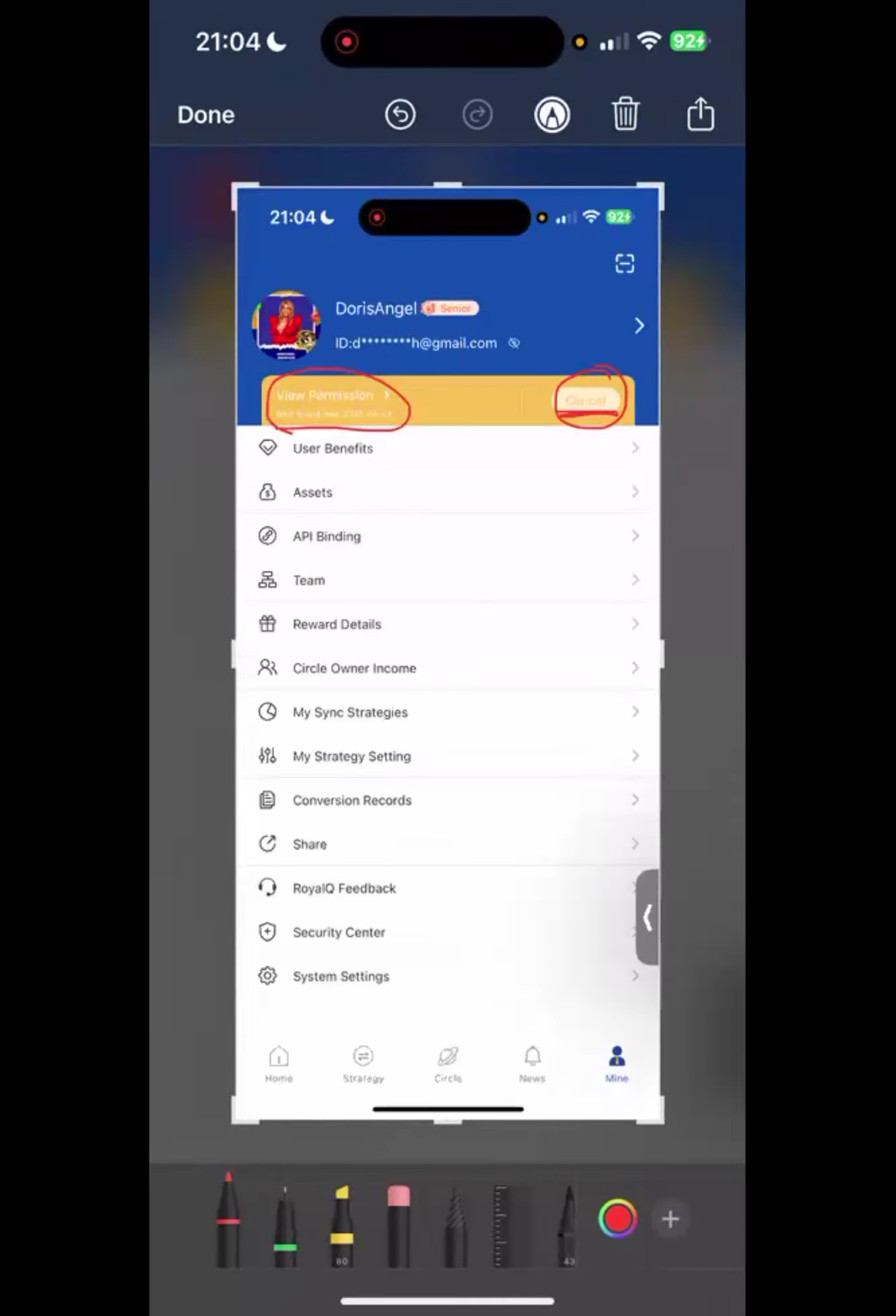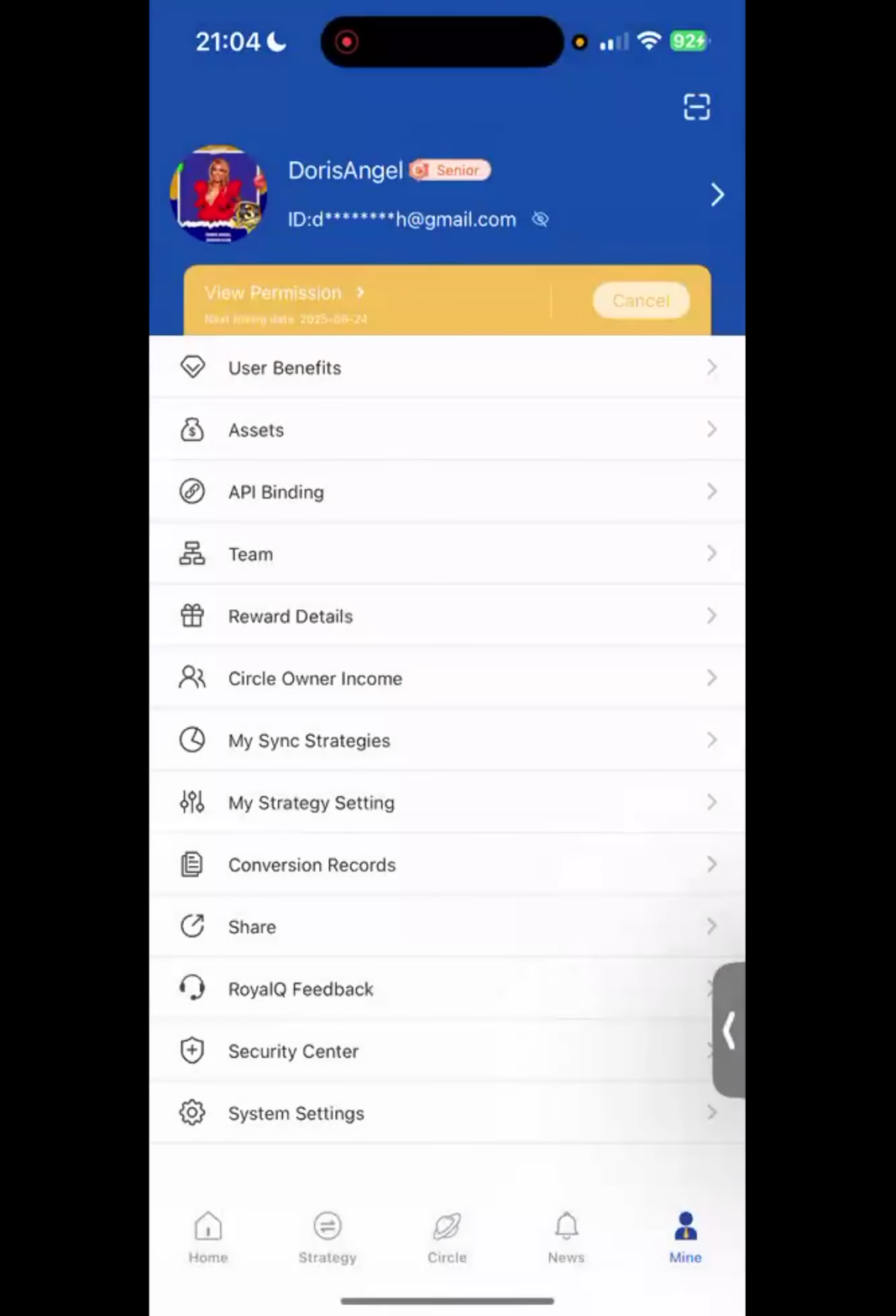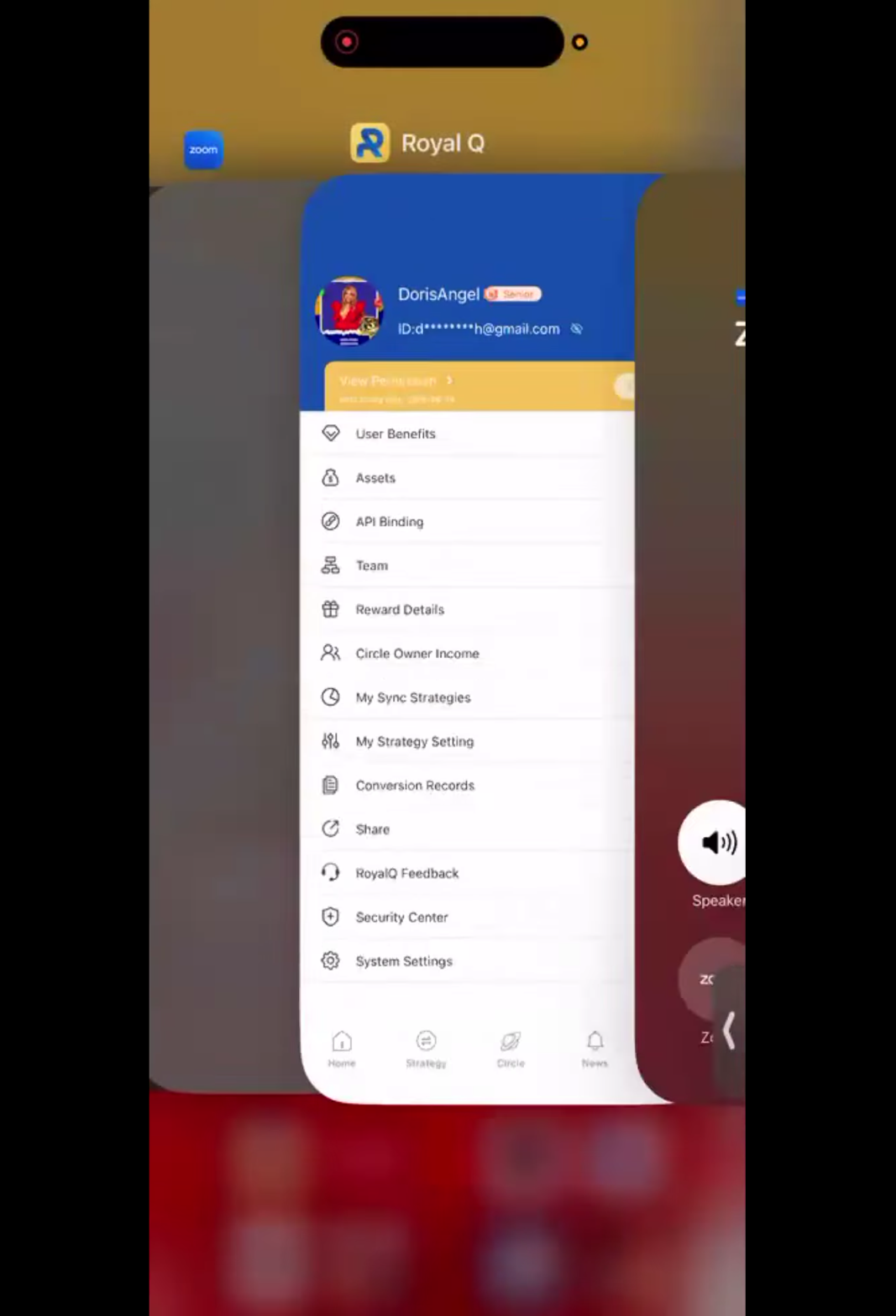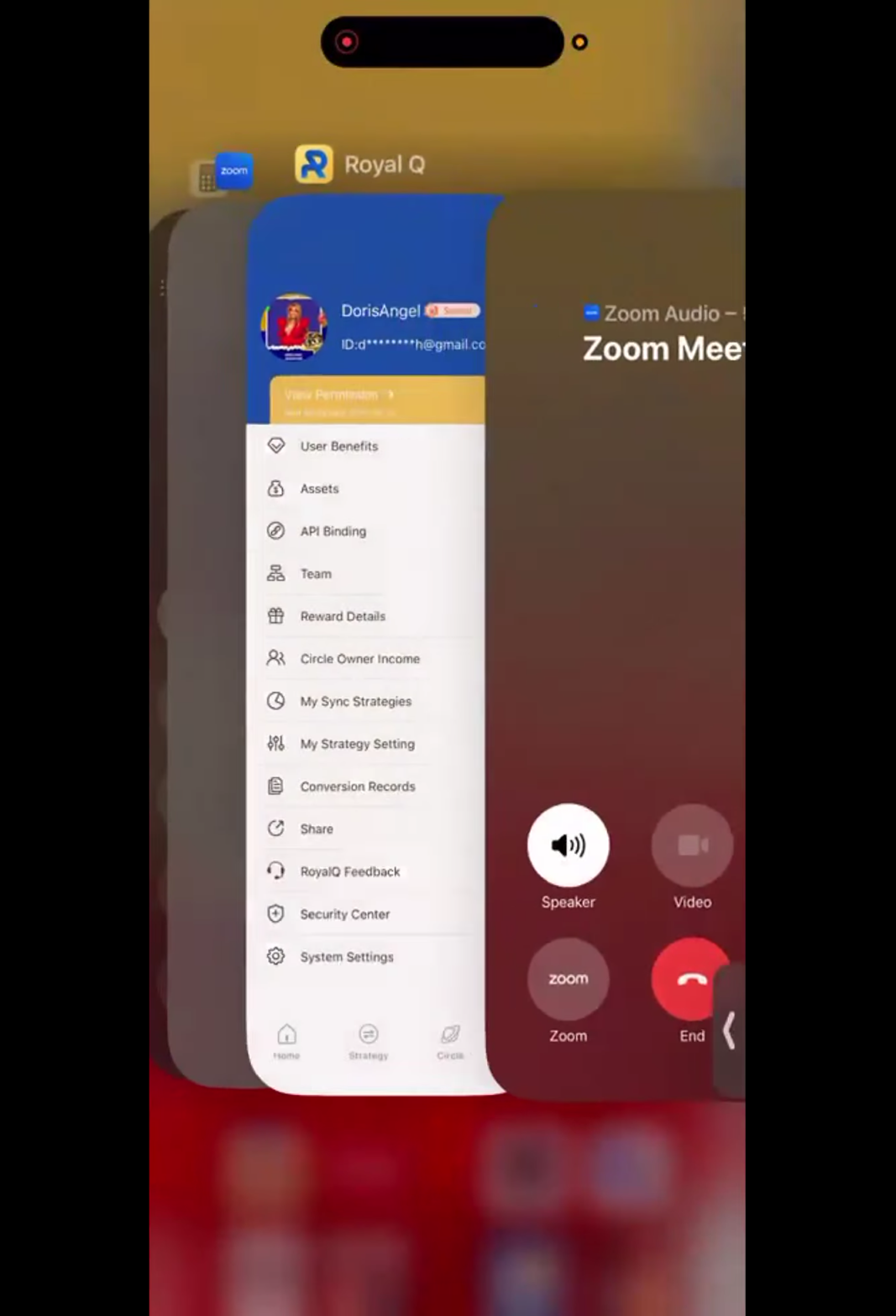So as it's on auto renewal, once the date reaches, it quickly deducts 120 from my assets, not from my Binance, from my assets. So let's go to assets. Assets is where you can see your fuel fee and also your activation fee. Let me relaunch my app again. Seems not to be responding.